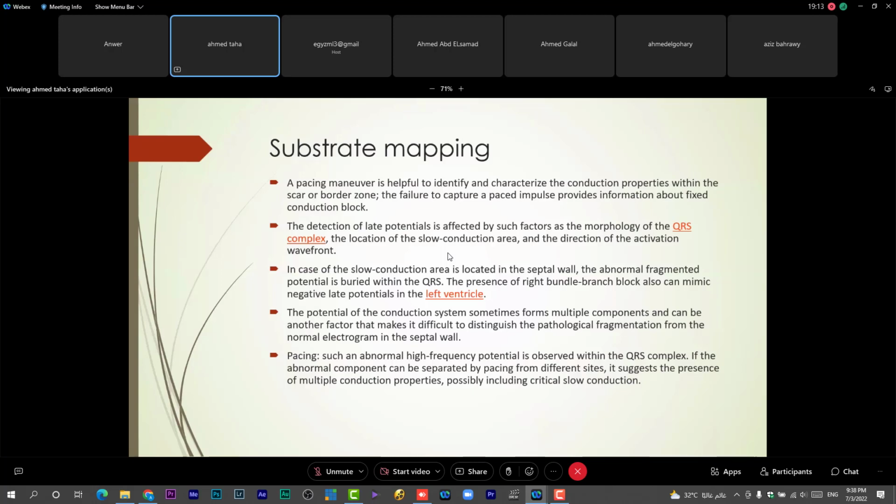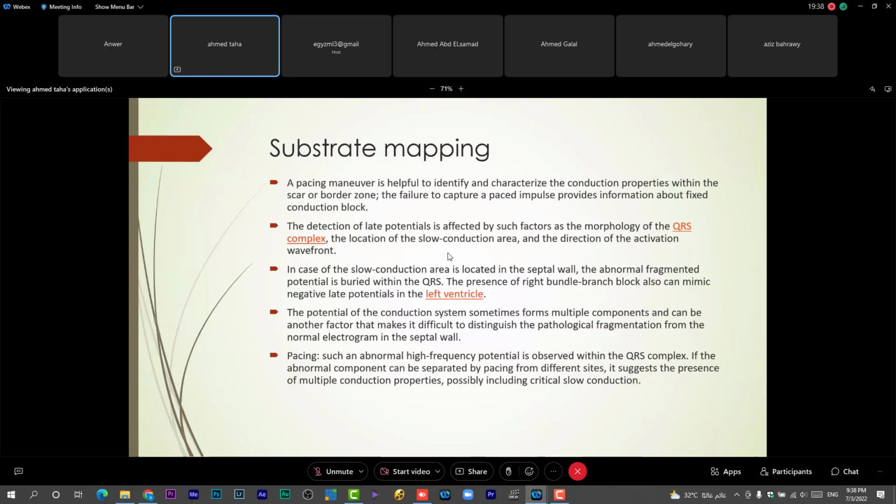So during substrate mapping, after, for example, mapping in sinus rhythm, try also to pace the ventricle, RV ventricle, and try to map the same area again to identify late potentials or, for example, fractionated EGM. In case of the slow conduction area, when you are located in the septum, sometimes you can find fragmented potentials buried within the QRS complex.